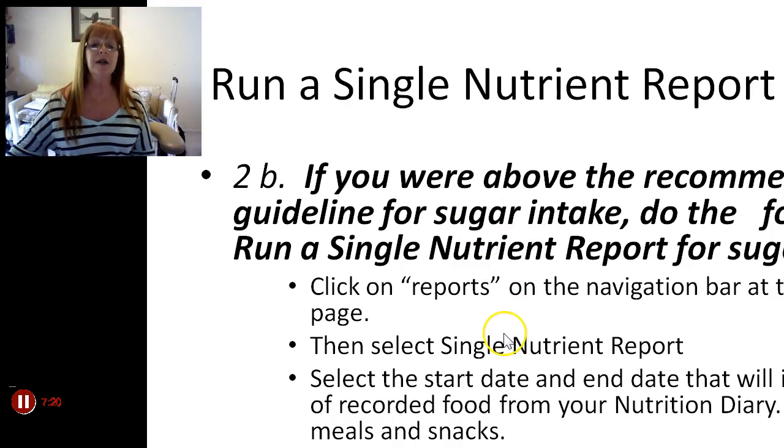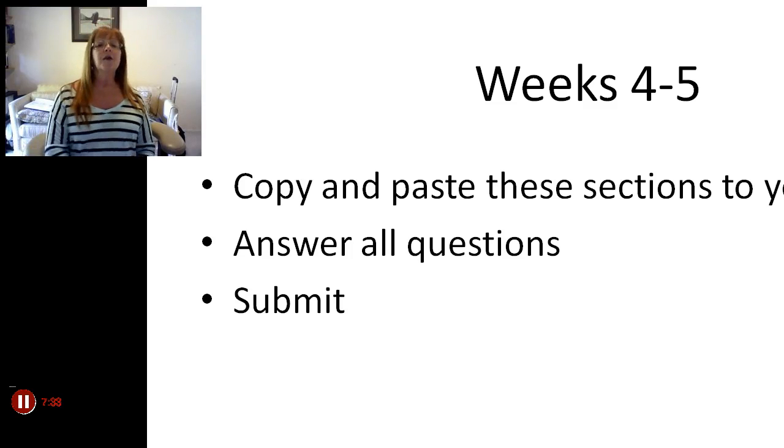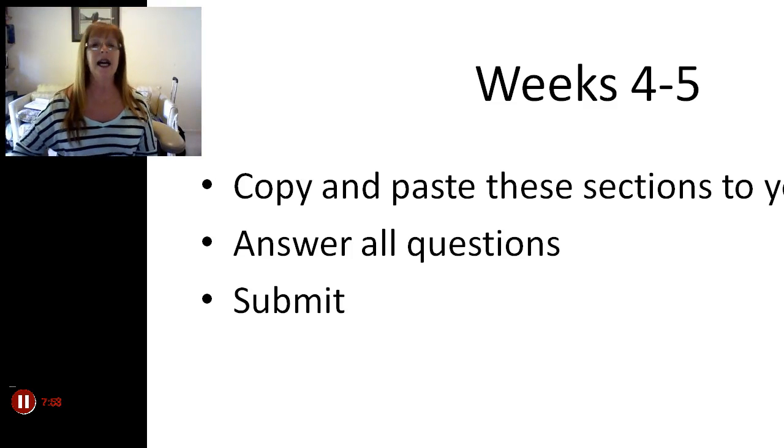Alrighty. Once you run the single nutrient report, if you have to, you may not have to, then you answer the 2 questions in the carbohydrate section that refer to the single nutrient report about sugar. For weeks 4 to 5, you simply are going to use the same graphs that you already generated in week 3. You'll copy and paste the sections in the instructions to weeks 4 and then again in weeks 5 to your desktop, answer all the questions, and then submit.